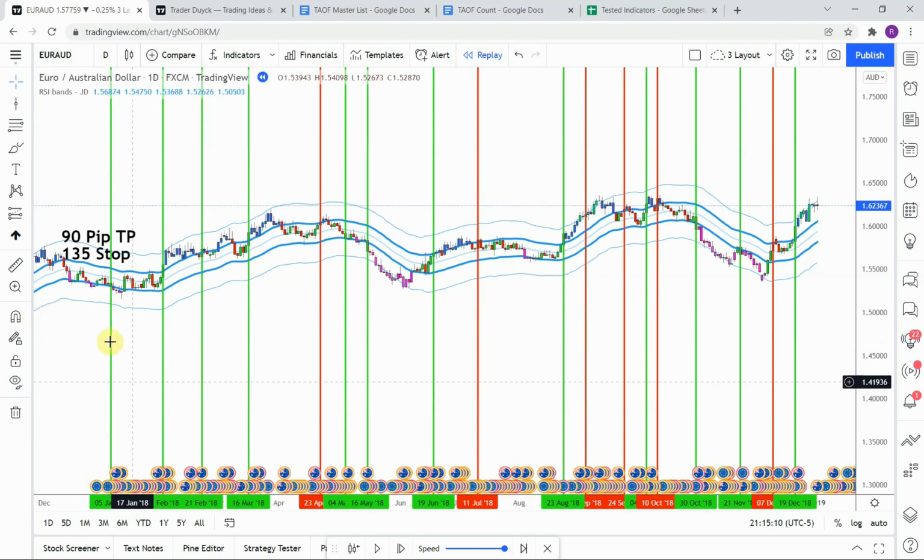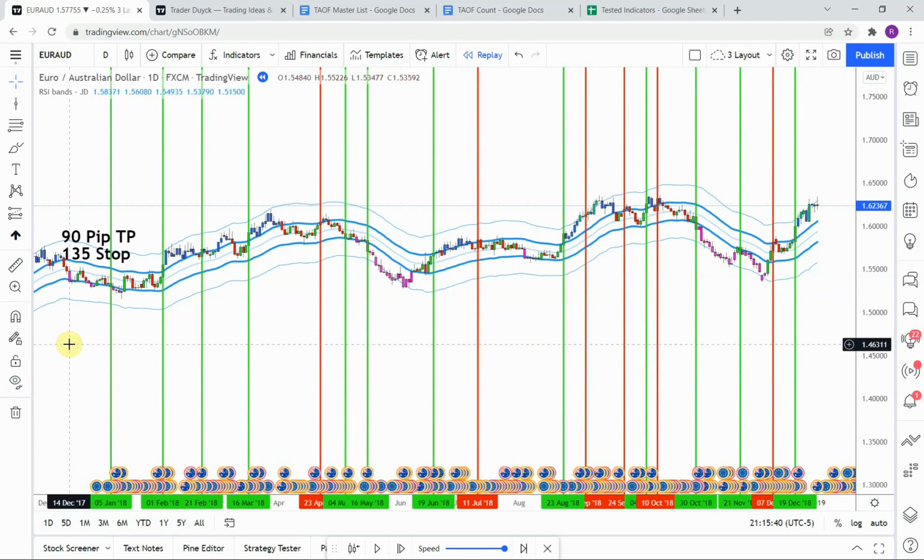So we have 1, 2, 3, 4, 5, 6, 7, 8, 9, 10, 11, 12, 13, 14, 15, 16, 17, and 18. So we have 18 trades altogether. That's a decent number of trades for sure. Let's go ahead and count out the winners and see what we get out of those. So we have 1, 2, 3, 4, 5, 6, 7, 8, 9, 10, 11, and 12.